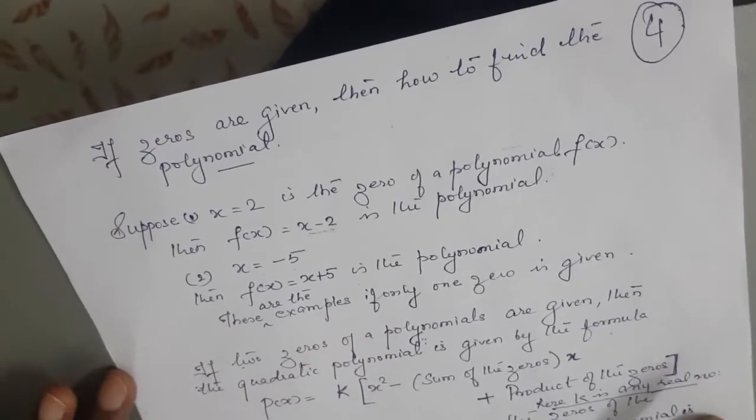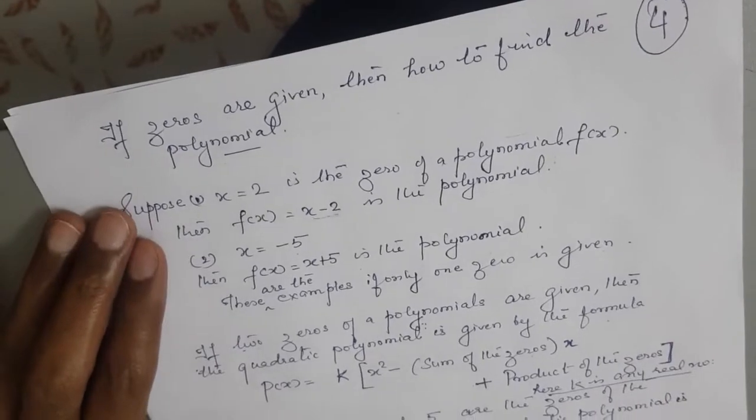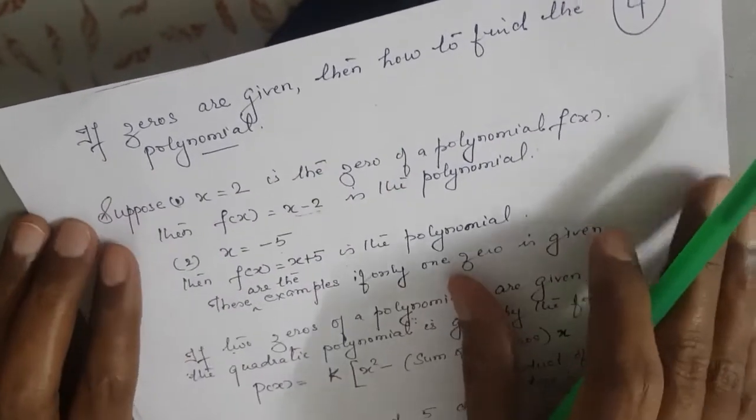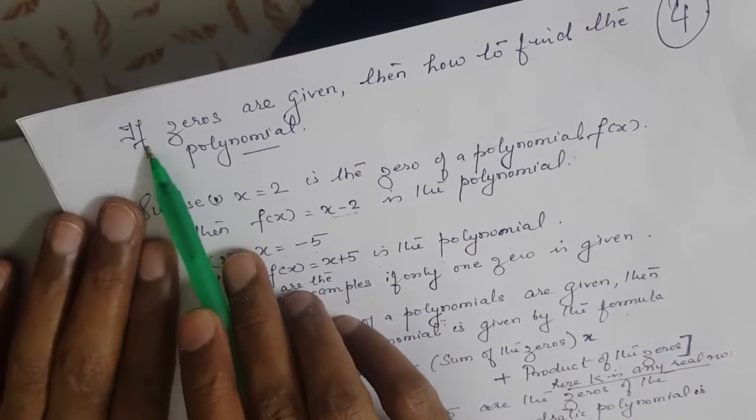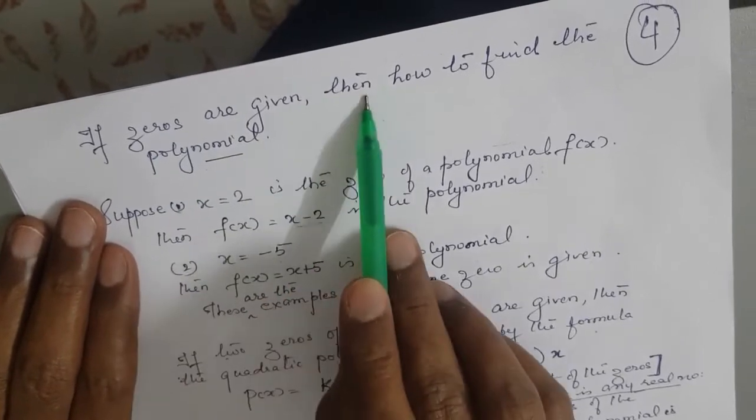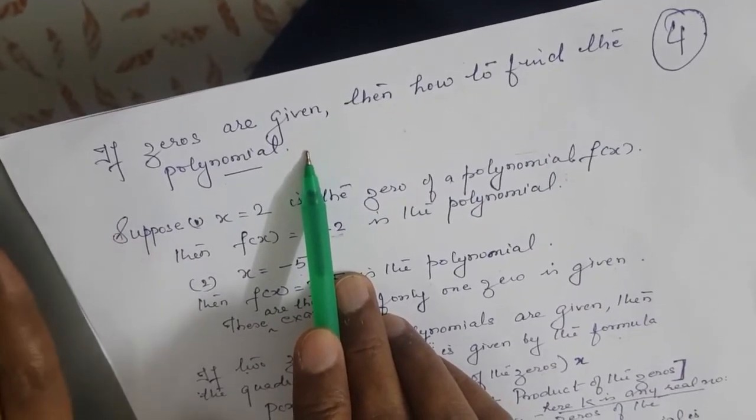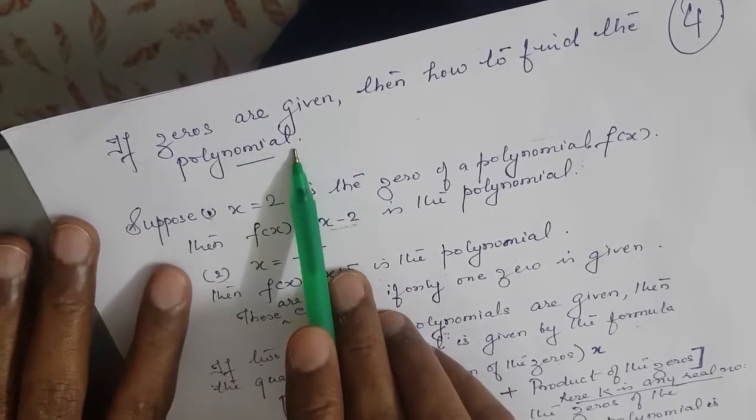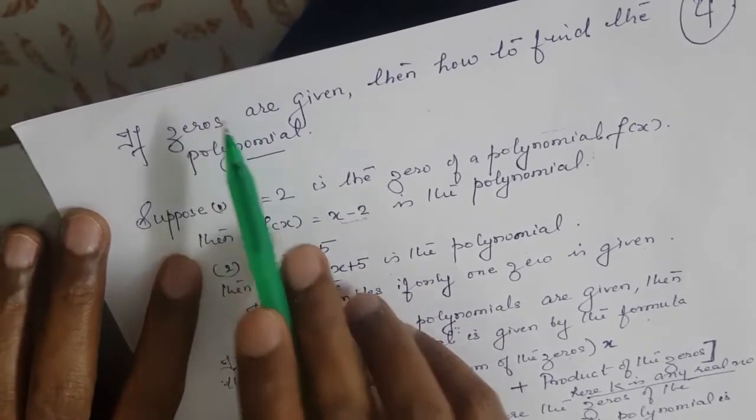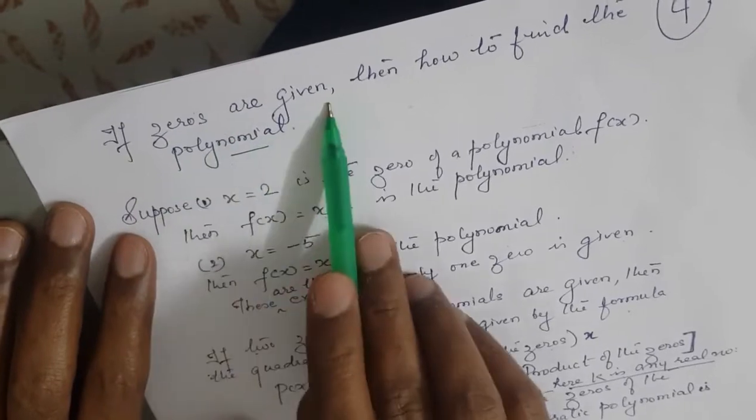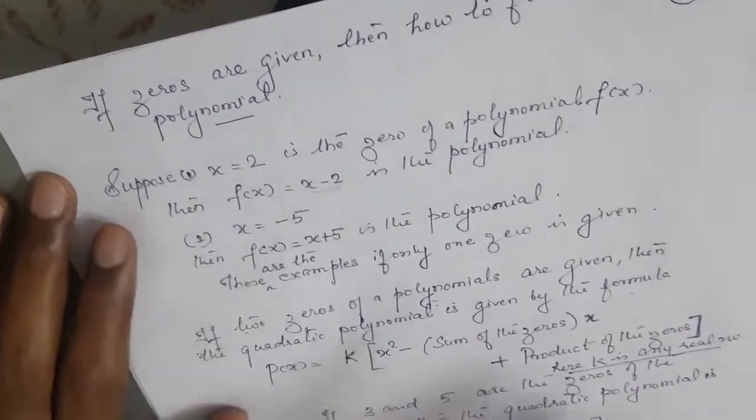Now next, in this topic we will find, if the zeros are given, then how to find the polynomials. Earlier we have done the polynomials are given and you are finding out the zeros. It is the reverse case. If zeros are given, then how to find the polynomial.